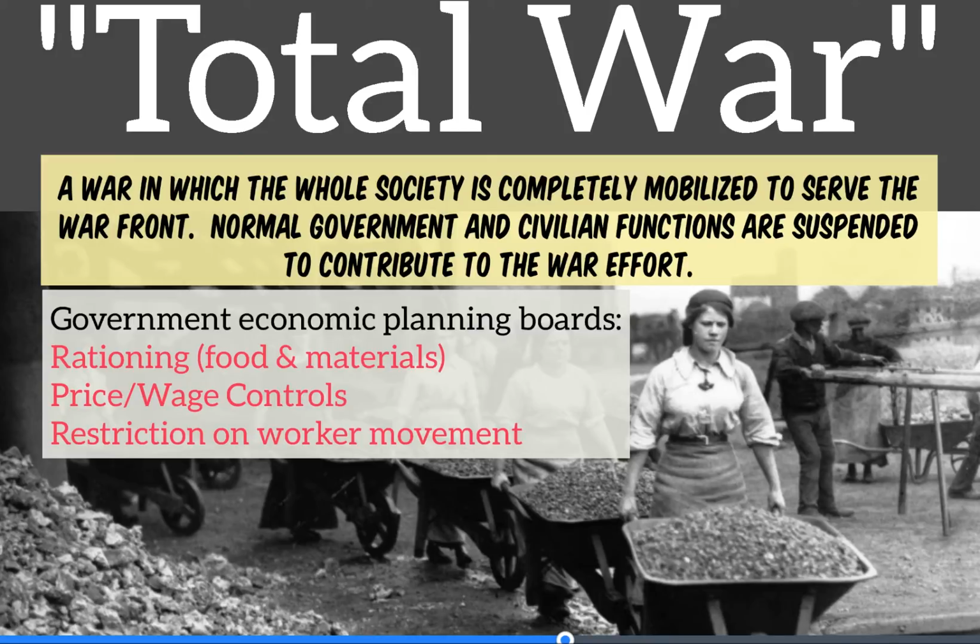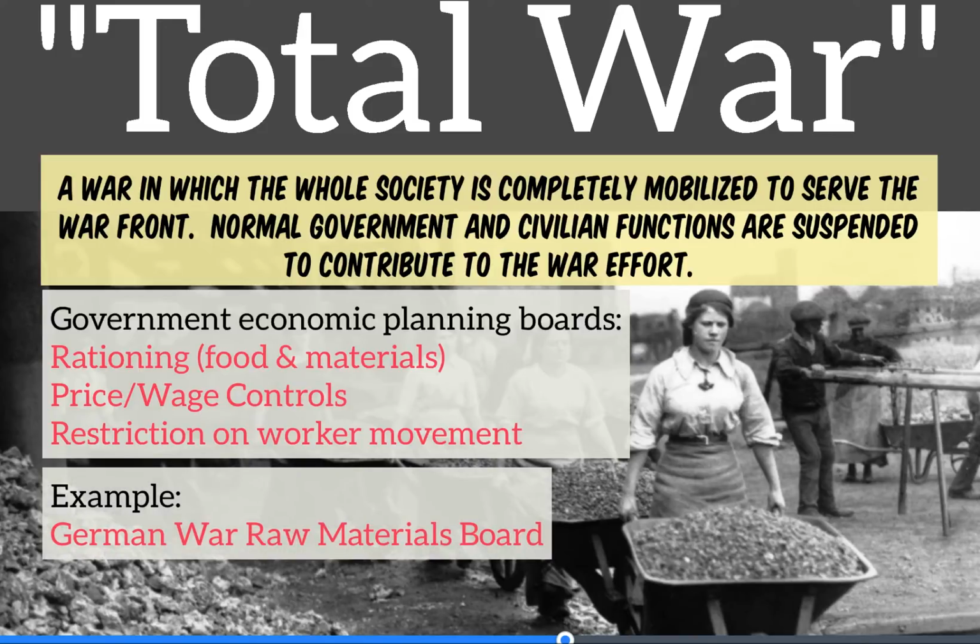And it even went so far as to create restrictions on worker movement. They could not leave work. They could not leave the city. This is how badly governments were depending on workers on the home front in order to win this war on the war front. So a specific example that you read about last night is the German War Raw Materials Board. And every country in the war had something similar to this. It was basically a new, I wouldn't call it a branch of government, but an organization within the government that created the centrally planned economy so that they could retool everything to better win the war.